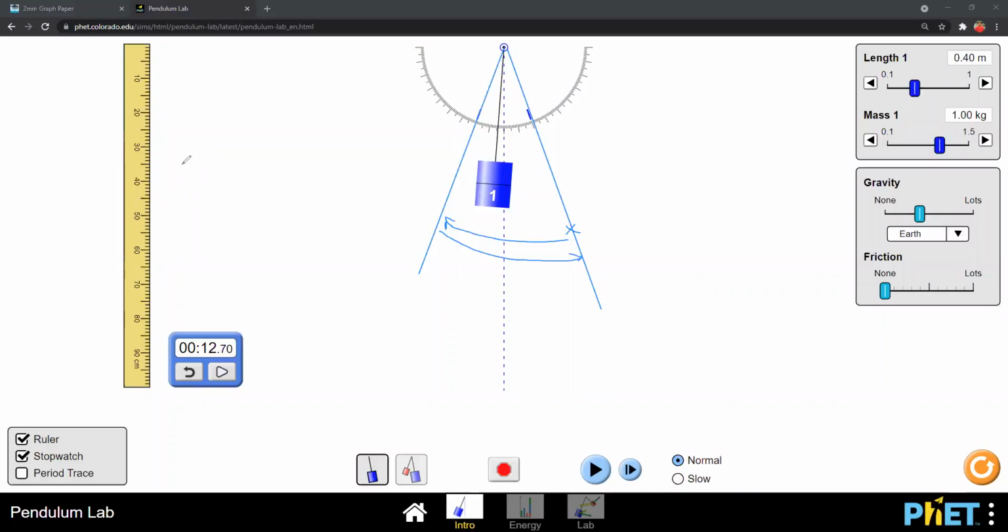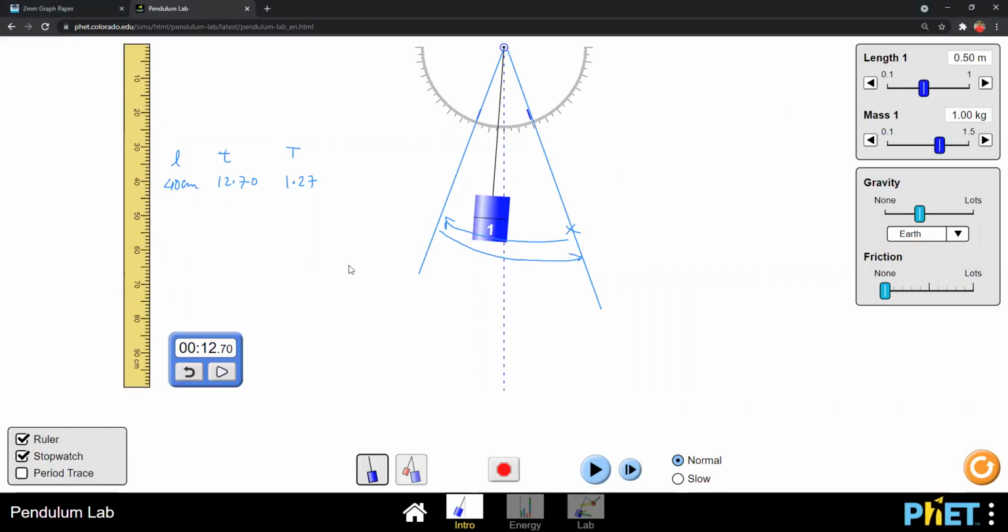So I continue by saying that the length is 40 centimeters and the time taken is 12.70. And therefore the time period, that will be the time taken for one oscillation, will be divided by 10. So 1.27. Now I will change the length of the pendulum to 50.